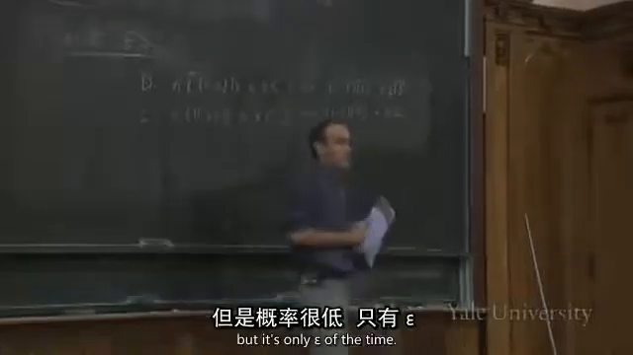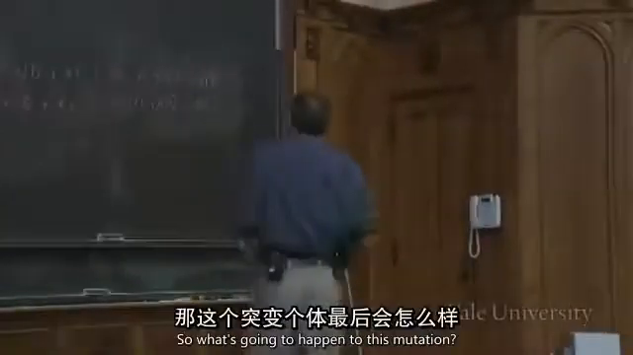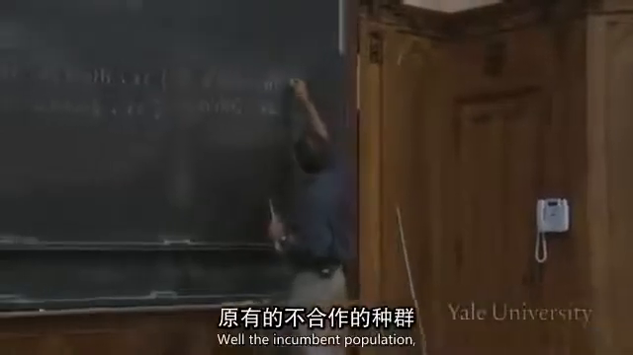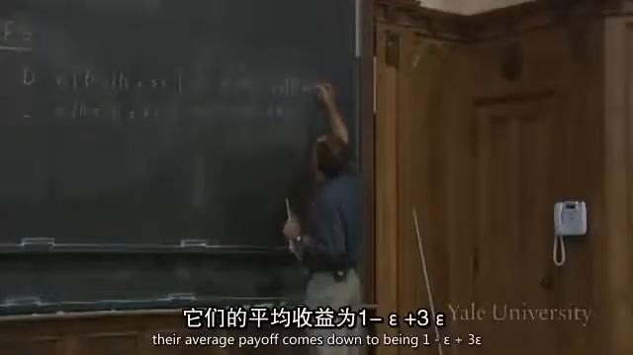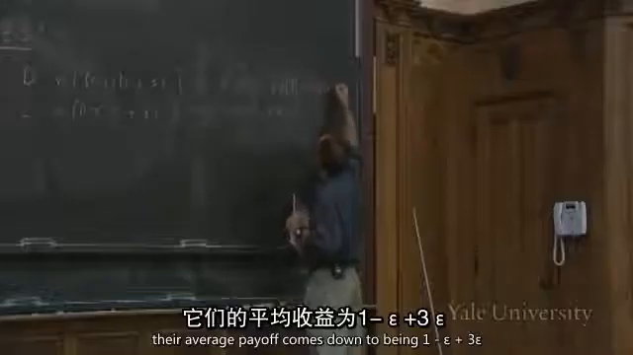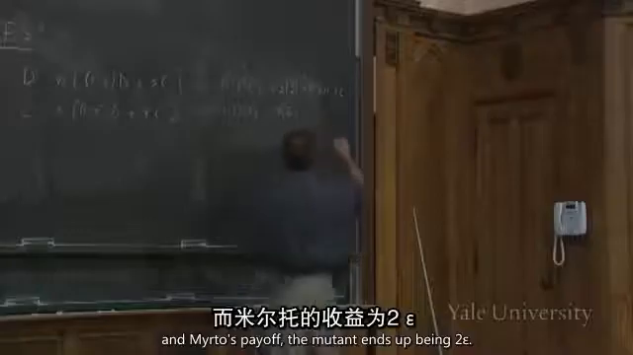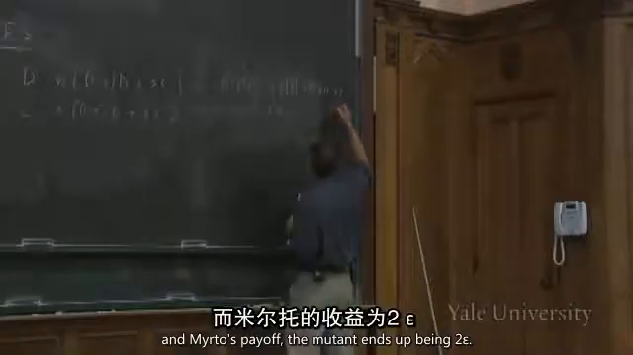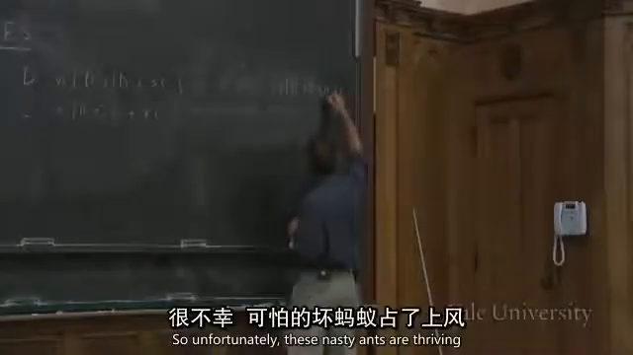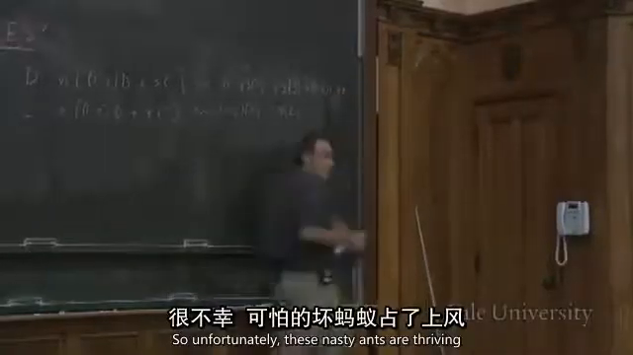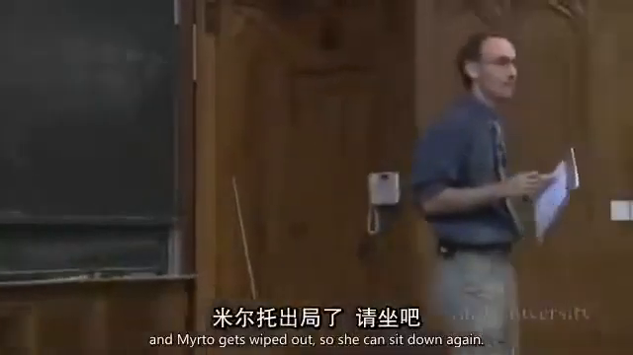But it's only epsilon of the time. Is that right? So far, so good. So what's going to happen to this mutation? Well, the incumbent population, their average payoff comes down to being 1 minus epsilon plus 3 epsilon. And Murtaugh's payoff, the mutant, ends up being 2 epsilon. All right? So unfortunately, these nasty ants are thriving, and Murtaugh gets wiped out, so you can sit down again.